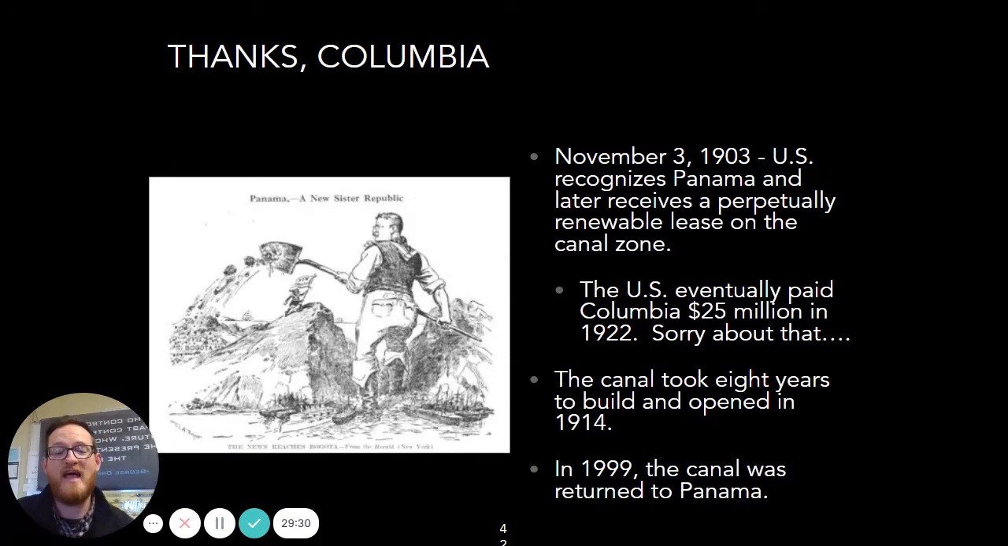So, as a result of that, on November 3rd, 1903, the U.S. recognizes Panama, and as part of that recognition, we later receive a perpetually renewable lease on the canal zone. And the U.S. would eventually pay Colombia $25 million in 1922 as kind of like, hey, sorry that we did that. But anyway, at this point, we have control of the Panama Canal area. It would take 8 years, and it would open in 1914. Now, we would eventually return the Panama Canal to the people of Panama in 1999. Jimmy Carter, in the late 1970s, negotiated that, and in 1999, we turned the canal back over to Panama.